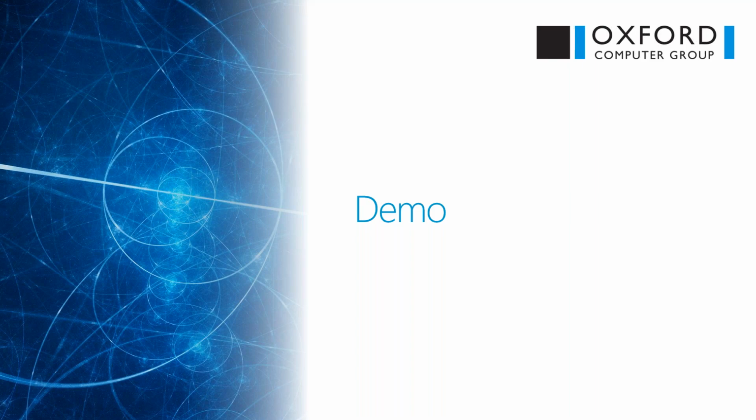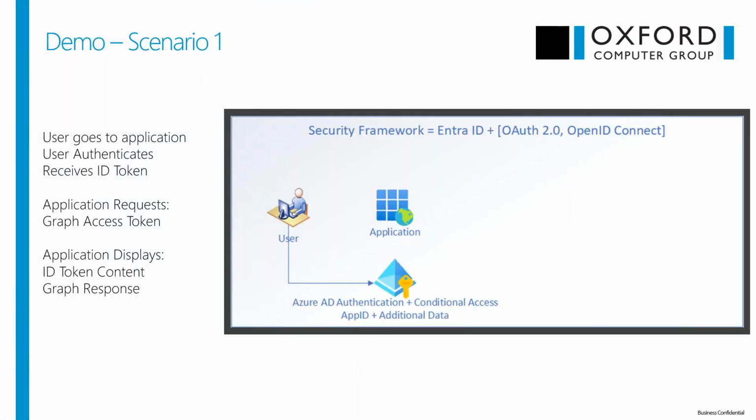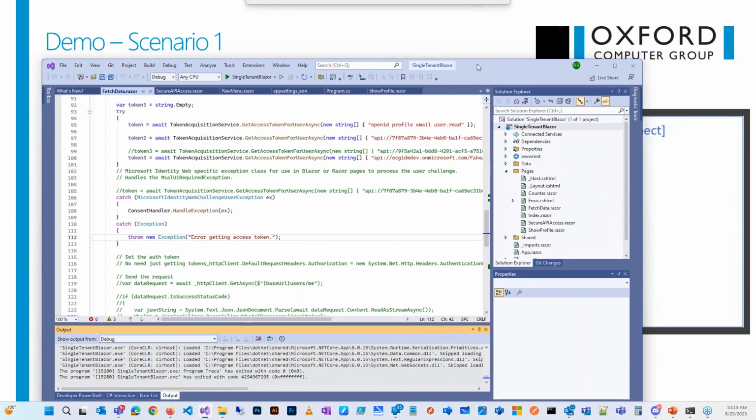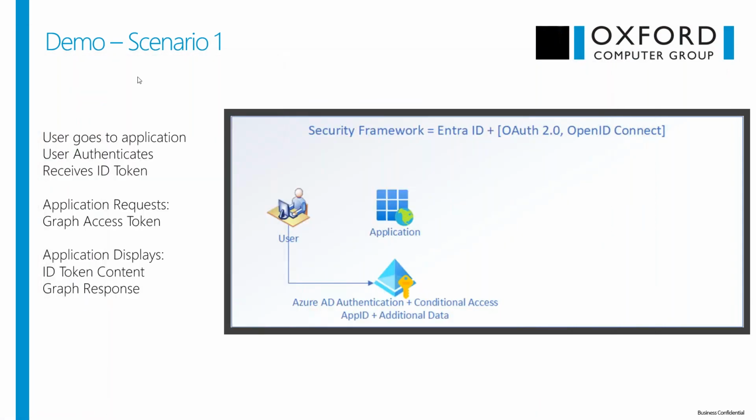So let me go into my demo. First thing I want to show you is that, and I do have an application here, I have this Blazor app that I wrote. Here's a Blazor app right there. It's just a single tenant app, but I'm going to show you some of these scenarios here. The first scenario is I'm just going to authenticate to the application, and I'm going to get a graph access token, and I'm going to show you what information I get from that. So the app is actually getting the ID token, and then it's getting a graph access token to get some graph information about the user.